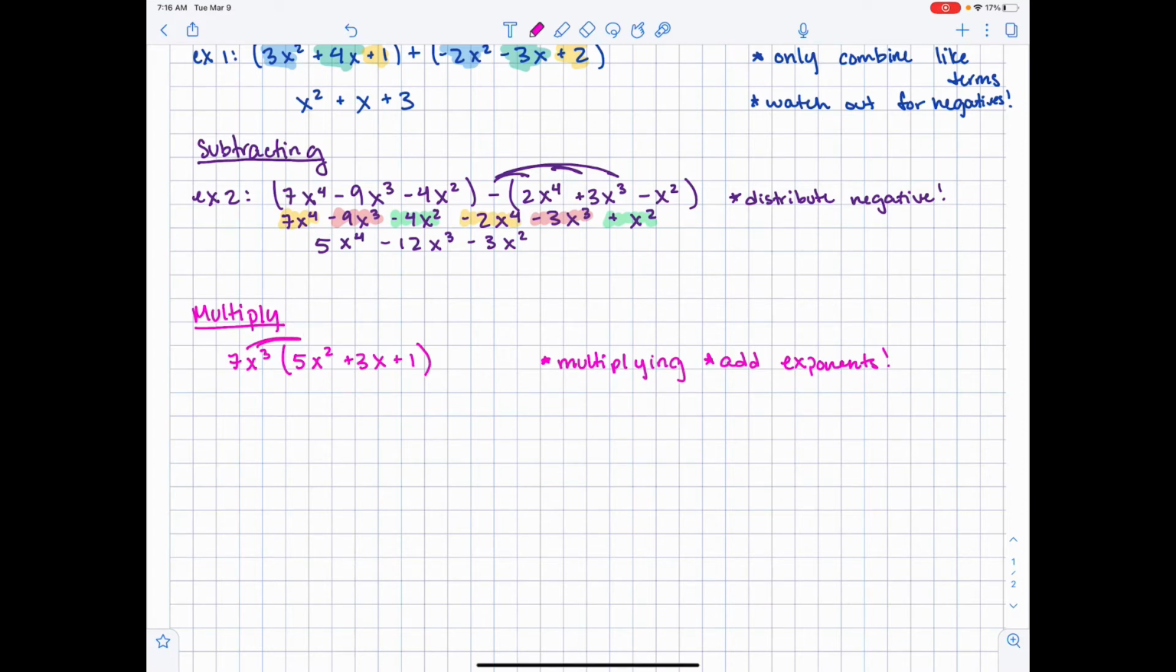So 7x cubed times 5x squared is going to get us 35x to the 5th, because 3 plus 2. And then you just keep going. You can keep distributing this all the way out. So plus 21x to the fourth, and then plus 7x cubed. So as always, you can distribute if you want to. Sorry, that was example 3 there.